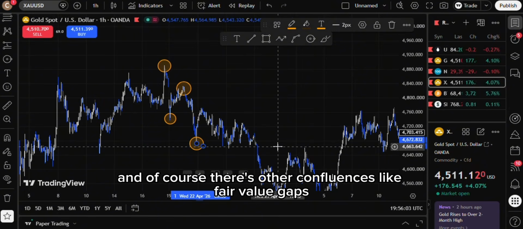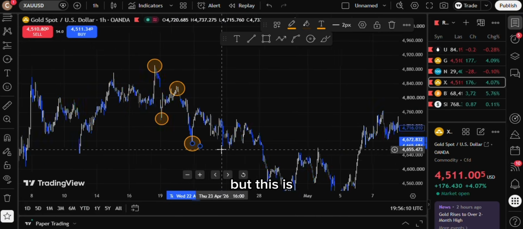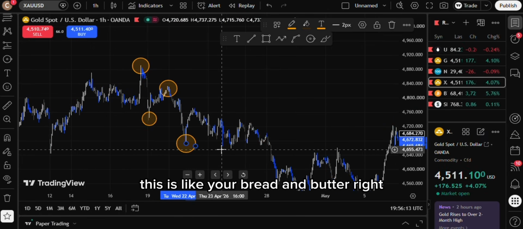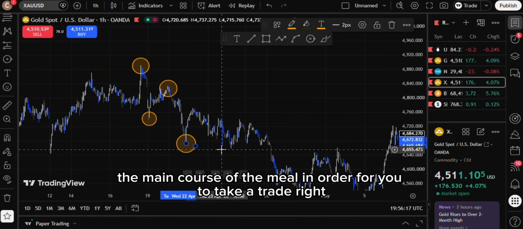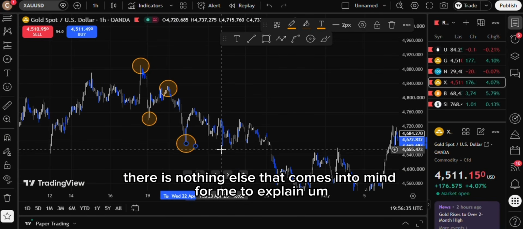And of course, there are other confluences like fair value gaps, inverse fair value gaps, liquidity, and all that other good stuff, right? But this is your bread and butter, right? This is the main thing. This is the main course of the meal in order for you to take a trade, right? So once you master this, which is very, very simple, very easy, then you guys will have a really high probability of succeeding in day trading, right? And that's pretty much all there is to it. There is nothing else that comes to mind for me to explain.